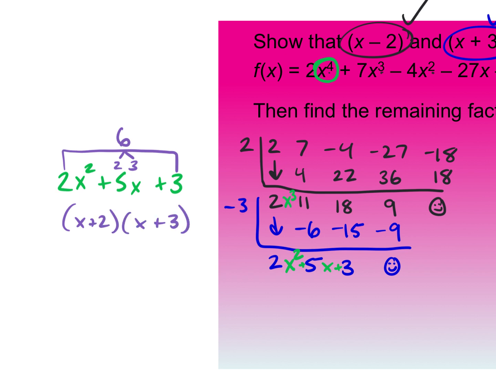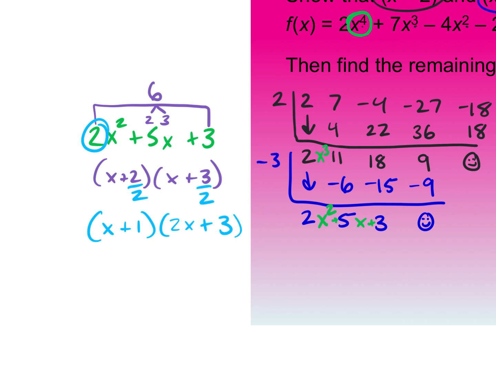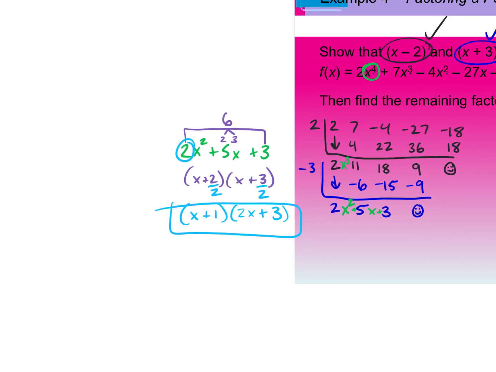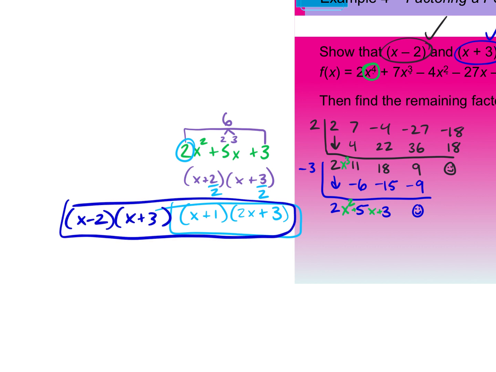What do we do next? Divide by 2. So I'm going to divide both of these by 2. Simplify where we can. So we have x plus 1 and 2x plus 3. So these are my remaining factors. If it asks for all of my factors, I'd also have to include x plus 3 and x minus 2. These would be all of my factors of my polynomial.